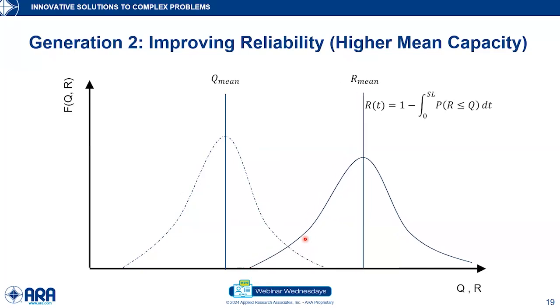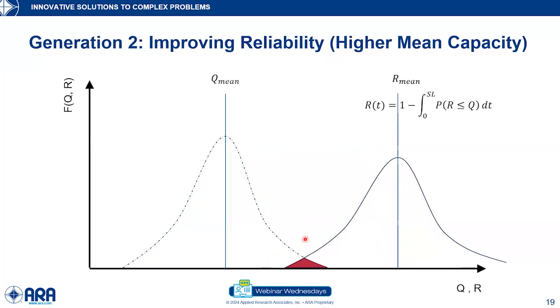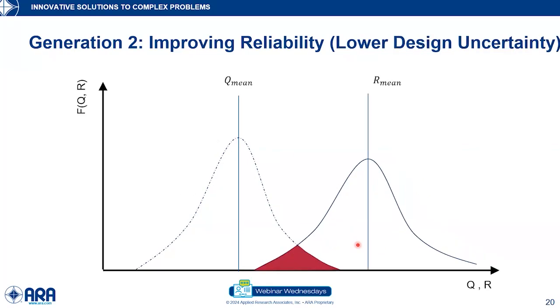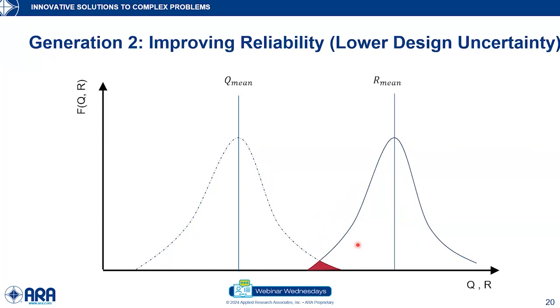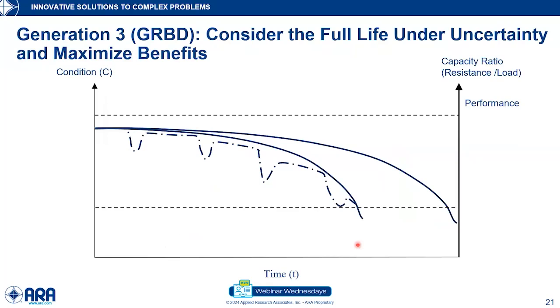Now, to improve that design, you have two options: either make it larger, make it more resistant, and separate these two distributions, but still there is that possibility or probability of failure. And the other approach is to improve the certainty in your designs and in the resistance side, and that would basically also reduce the probability of failure.